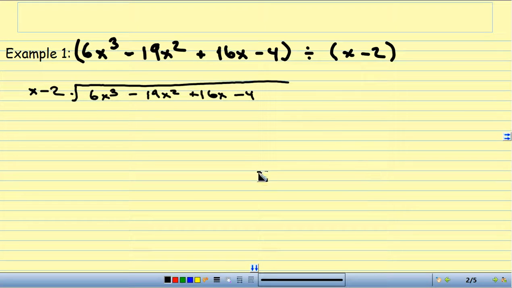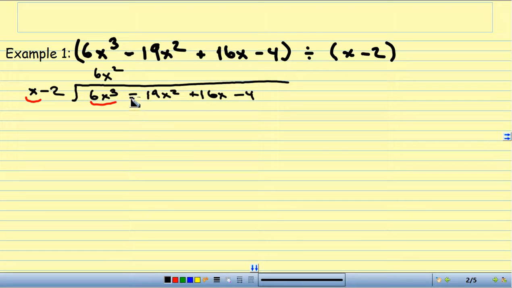Now, with long division, we look at the first terms. So what I'm talking about is the first term here and the first term here. And what I do is I ask myself, x times what is going to give me 6x cubed? So x times, in this case, 6x squared gives me 6x cubed.